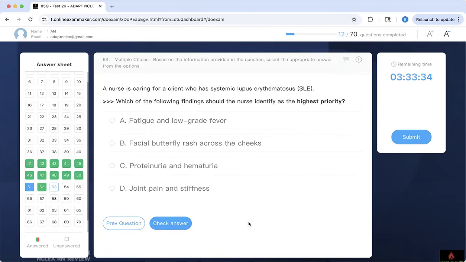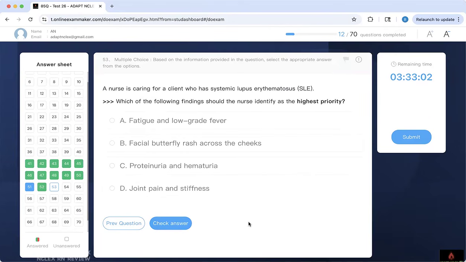And a nurse is caring for a client who has systemic lupus. Which of the following findings should the nurse identify as the highest priority? That means for any patient who has systemic lupus, which of those should you worry about? That's all. For every question, I'll just give you the gist. That's the concept. I look at systemic lupus and I say highest priority. What should I worry about? Every question you answer, if you do that, the question will become easy. Don't use the question to answer the question. Use your own, but make sure you use the keywords.